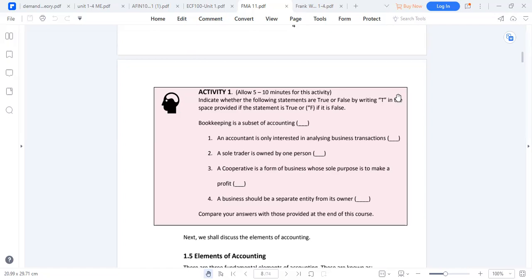I didn't get the question. Number 3. A cooperative is a business whose sole purpose is to make a profit. True or false?